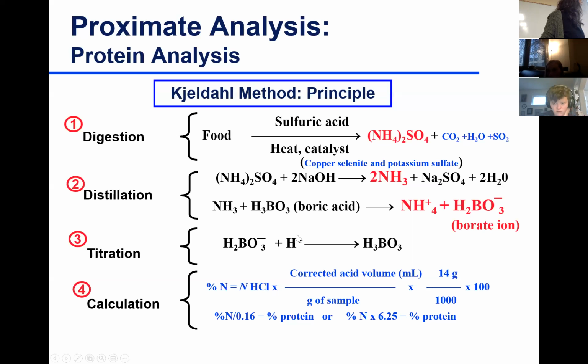So number of moles of the acid, HCl, at equilibrium, at the last drop that turns pink, will be equal to the number of moles of ammonium, because you have one ammonium, one borate, one acid. That means equimolar. So at equilibrium, you have 1 molar of ammonium equals 1 molar of HCl. That's very important for later calculations, when we will derive the equation together. Okay, let's hold on that equation.